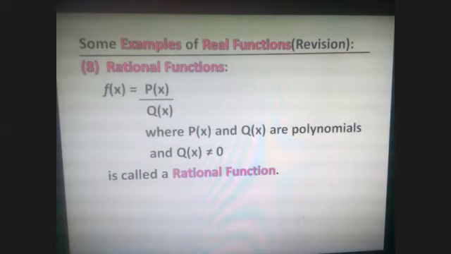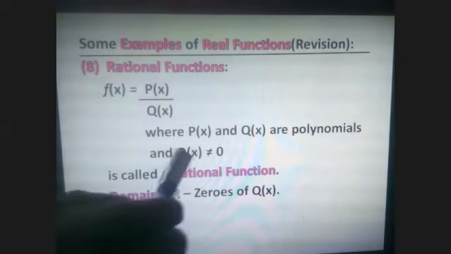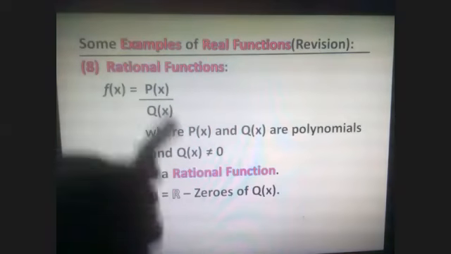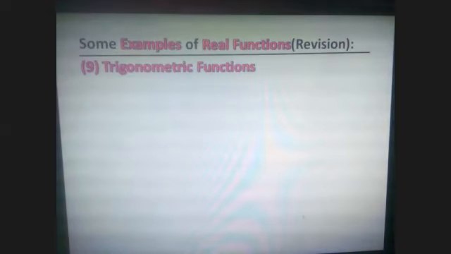For rational functions, f(x) equal to p(x) by q(x), where p(x) and q(x) are polynomials, where q(x) is not equal to 0. Domain is R minus the zeros of q(x), because q(x) cannot be 0. If q(x) equals 0, it is not in the domain. We studied this before.